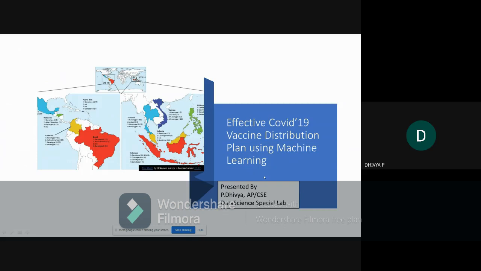Today, I am going to present one of the products developed from our Data Science Lab, an effective COVID-19 vaccine distribution plan using machine learning.